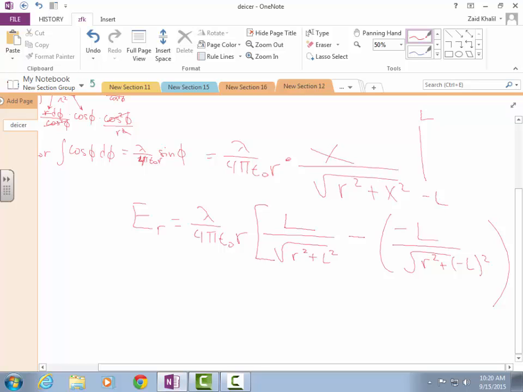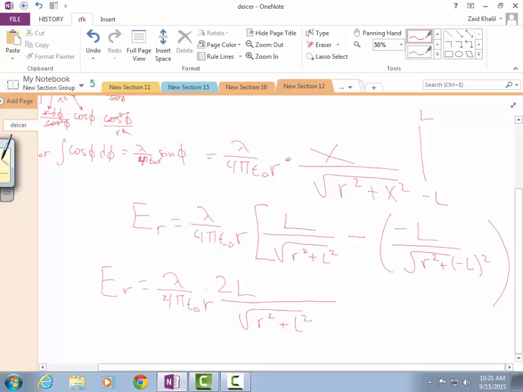That negative L becomes positive by the nature of it being squared. And then this minus that becomes positive. So they share the common denominator, they have the same denominator, and you have L plus L. Or in other words, E of r is equal to lambda over 4 pi epsilon naught r times 2L over the square root of r squared plus L squared.